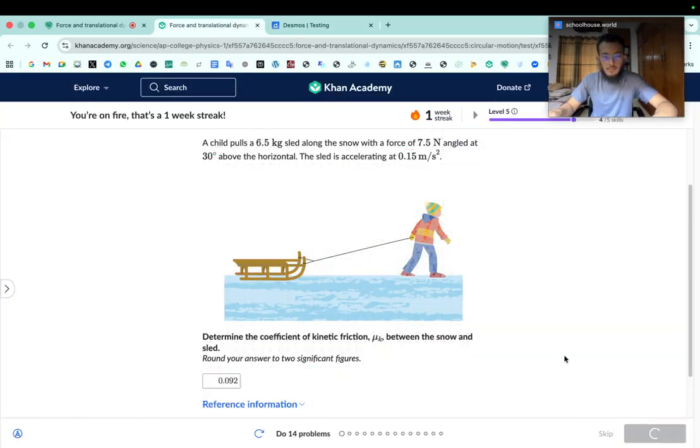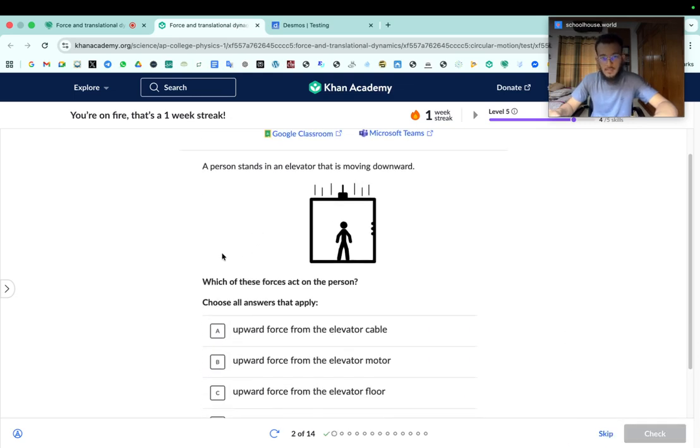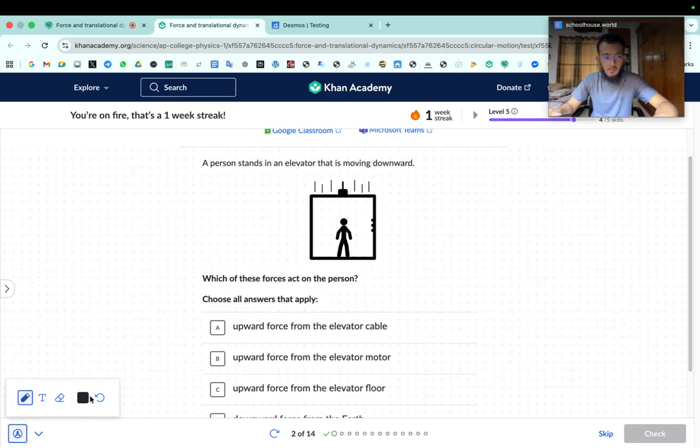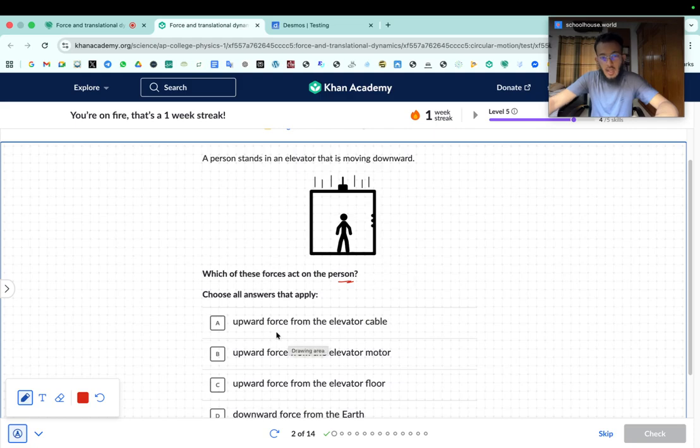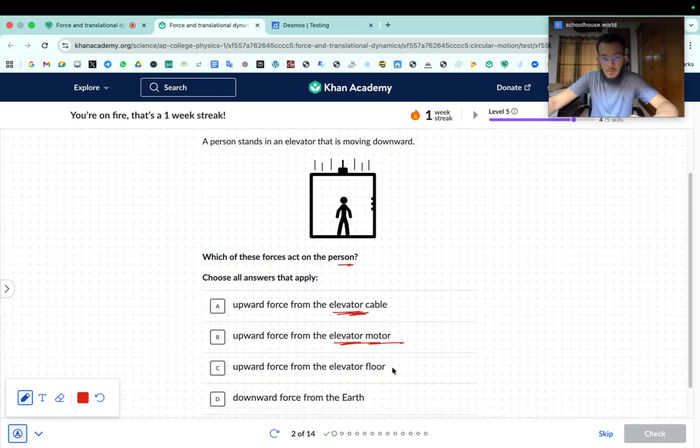And let's see. There we go. A person stands in an elevator that is moving downwards. All right. Which of these forces act on the person? Upward force from the elevator cable, upward force from the elevator motor, upward force from the elevator floor.